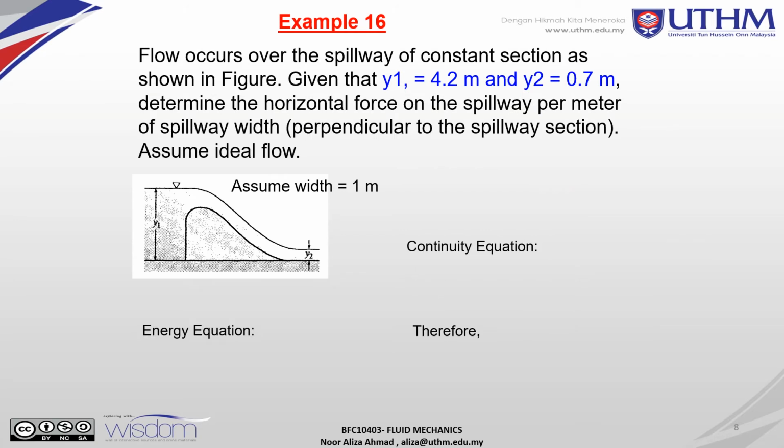So we look at example 16. Flow occurs over the spillway of constant section as shown in the figure below. Given Y1 and Y2, determine the horizontal force on the spillway. To find the horizontal force, X is horizontal, on the spillway per meter of spillway width perpendicular to the spillway section.